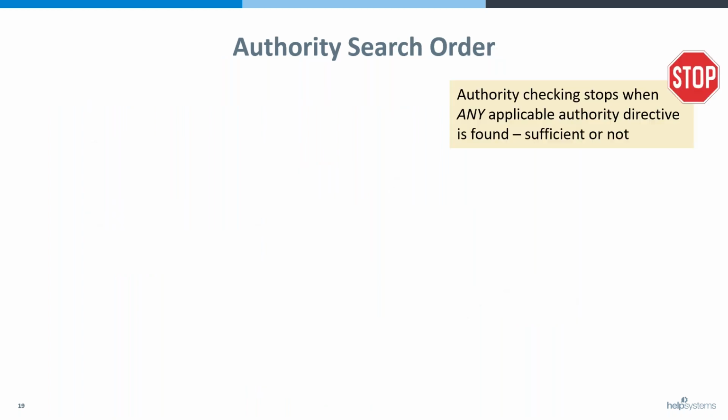Now, it's important to understand that the search order that IBM i uses has multiple facets to it. So I'm going to break that down for you, but I wanted to start with a note that just reiterates that the authority checking algorithm will stop as soon as any applicable authority directive is discovered. Whether that is an authority that says, yes, you can do this, or one that says, nope, sorry, you're not allowed to do this. As soon as it finds a setting, it's going to be done.